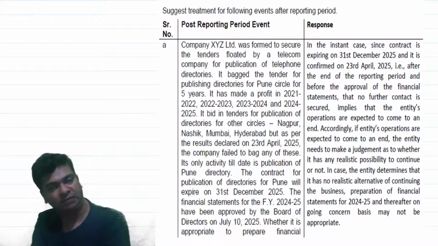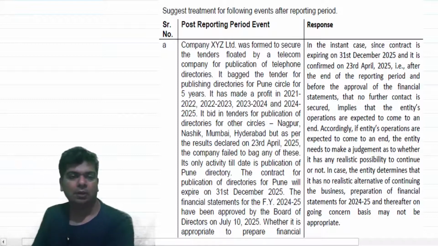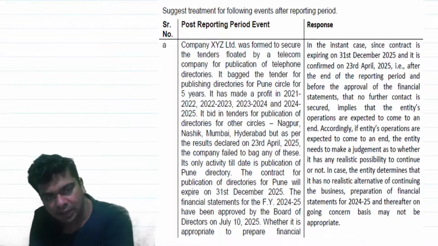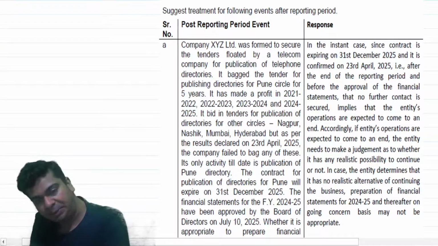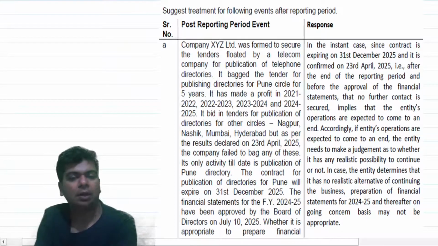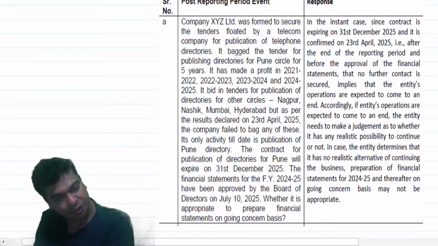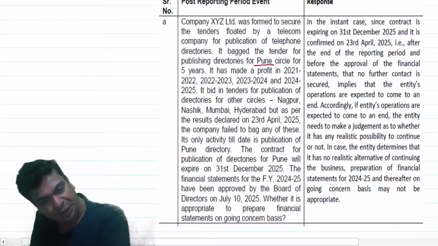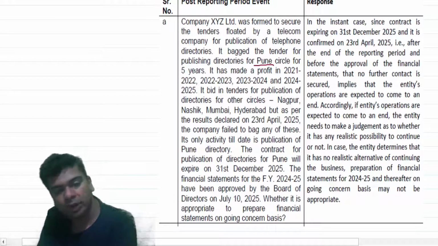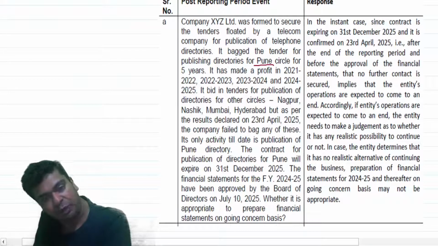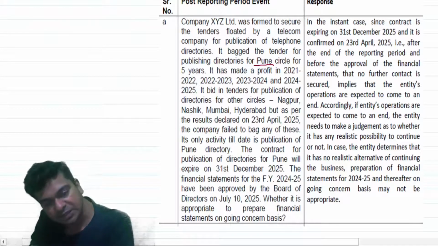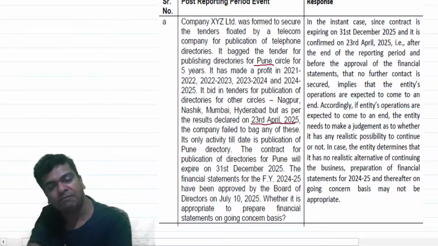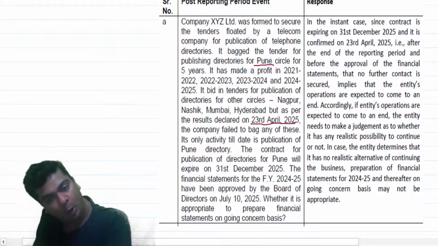Suggest treatment for the following events after the reporting period. In A, they are saying company XYZ Limited was formed to secure tenders floated by a telecom company for publication of telecom directories. It won the tender for publishing directories for Pune Circle for 5 years. It has made a profit in 2021-22, 2022-23, 2023-24, and 2024-25. It bid in tenders for publication of directories for other circles, Nagpur, Nasik, Mumbai, Hyderabad. But as per the results declared on 23rd April 2025, the company failed to bag any of these.